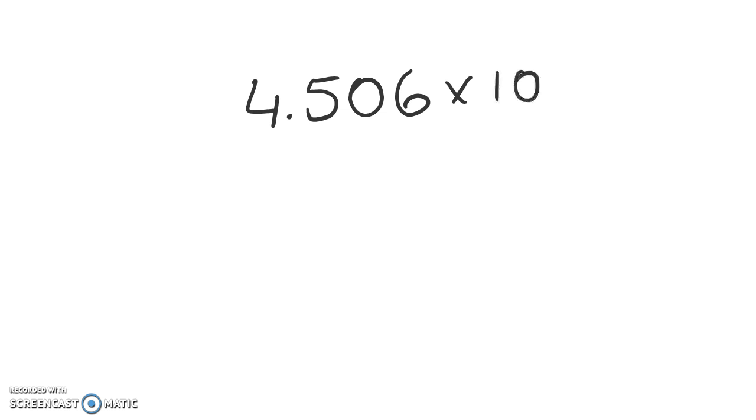Okay, here we have 4.506 times 10 to the negative 6. Okay, so here, because we have a negative power and we're going backwards, we want to shift our decimal place to the left. So we're going to be shifting that way. Let's write down our original number.